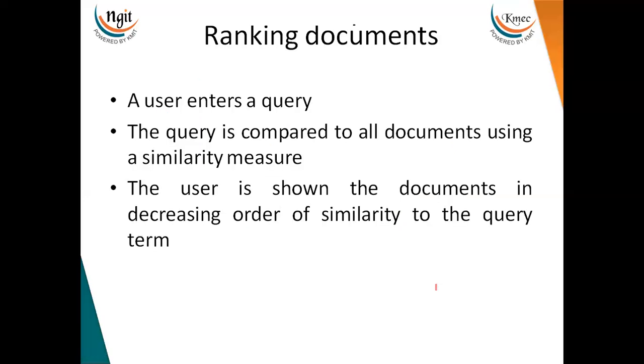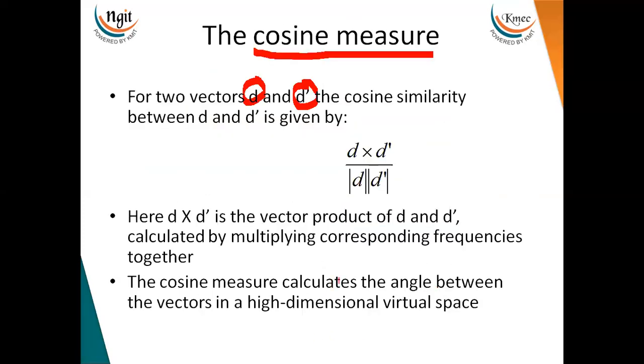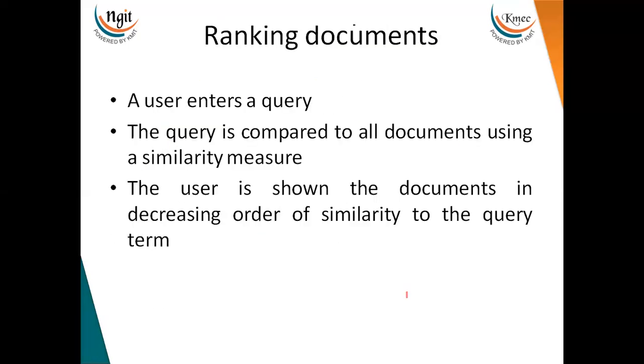Now, how will you rank your documents using the cosine measure? The cosine measure, as we can see in the last statement in this slide, will calculate the angle between the vectors. Okay, so how small the angle is, based on that, the document and query are related to each other. The smaller the angle, the more the relevance. That you should understand.